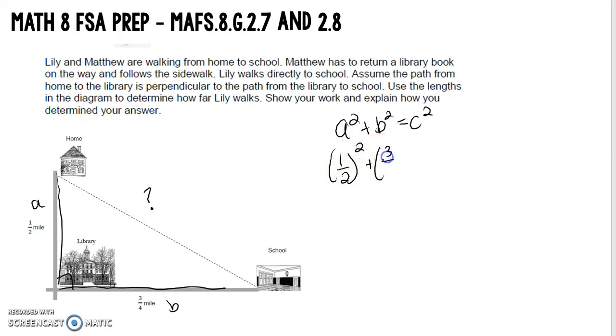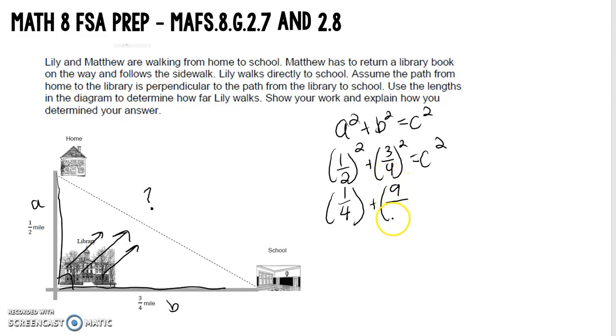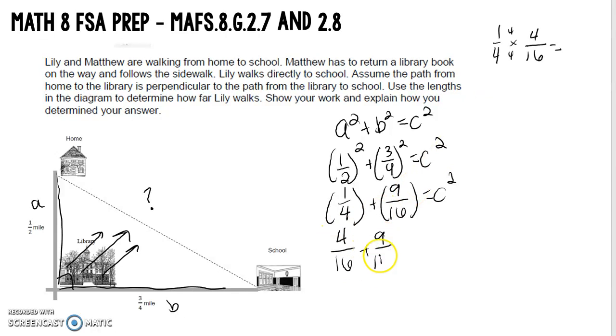1/2 squared plus 3/4 squared equals c squared. Remember, your c squared is always across from that right angle. So if I square 1/2, I get 1/4. If I square 3/4, I get 9/16. Well, these are not equivalent fractions, but I could turn it into an equivalent fraction. So I need to have a denominator of 16, which means I'll multiply the top and bottom by 4. So 1/4 is the same thing as 4 over 16.